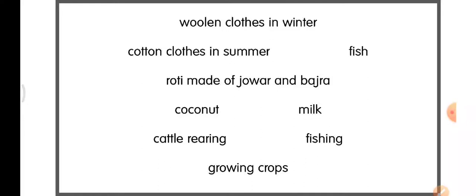Woolen clothes in winter, cotton clothes in summer, fish, roti made of jawar and bajra, coconut, milk, cattle rearing, fishing, growing crops. Is it possible to do fishing in a place where there is no water or where there is water shortage? No. So there is no chance of fish or fishing. Then okay, let's proceed.